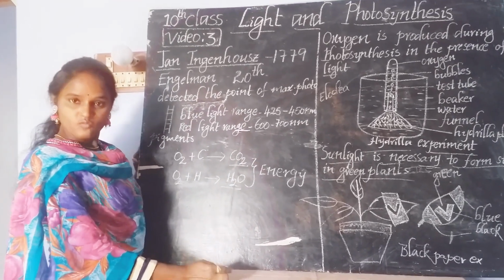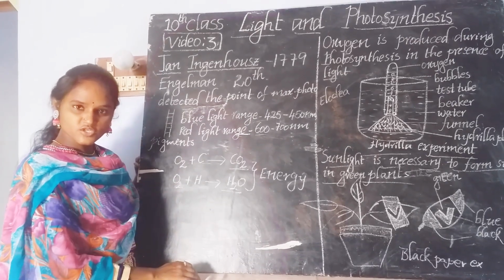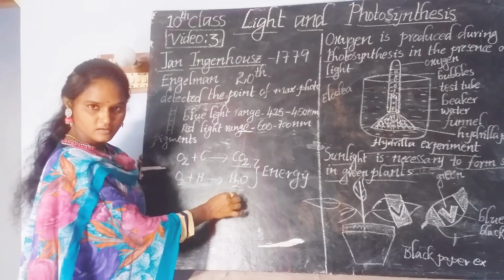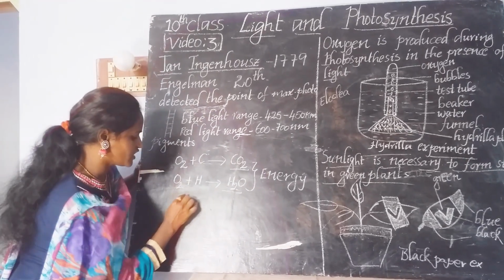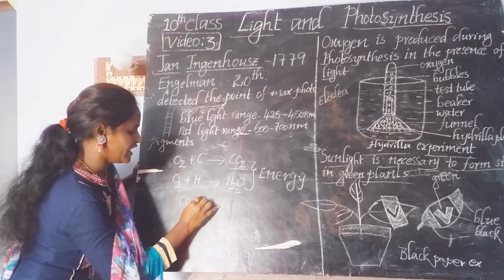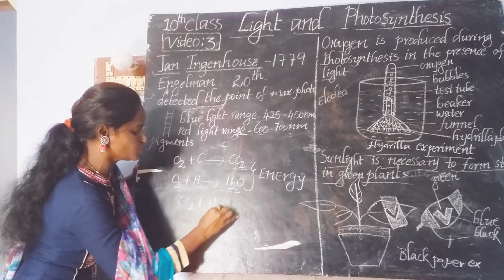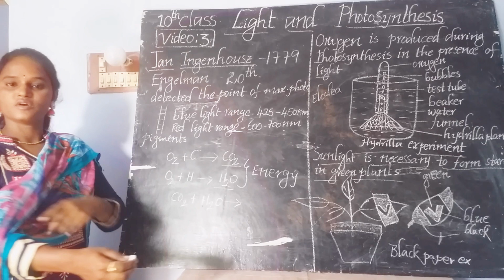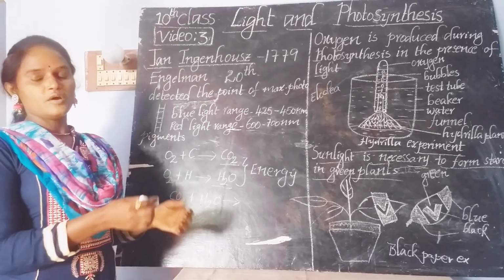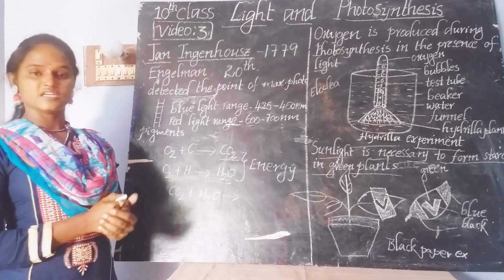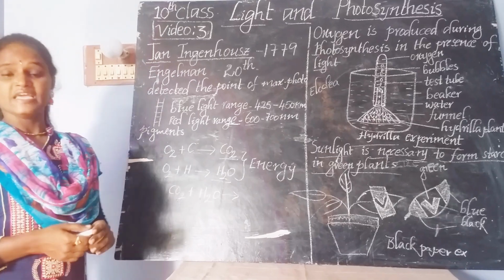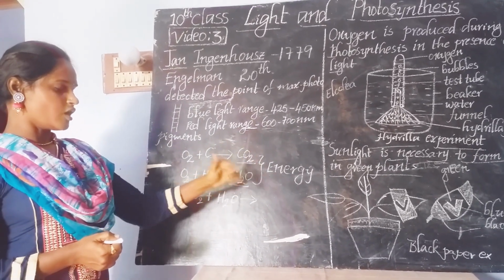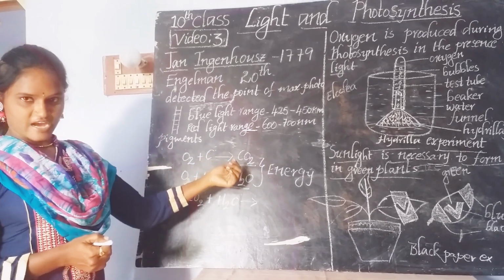We all know that. What about the opposite reaction? If we take carbon dioxide and water, what will happen? Whenever these two combine, they form glucose, or carbohydrate. Along with that, water and oxygen are liberated into the air. That is the opposite of this reaction.